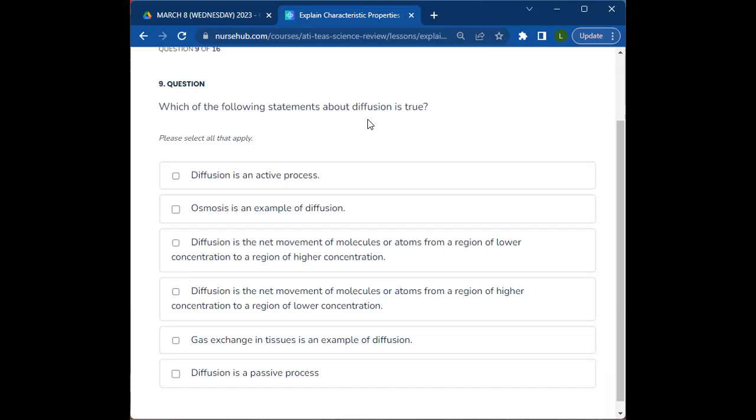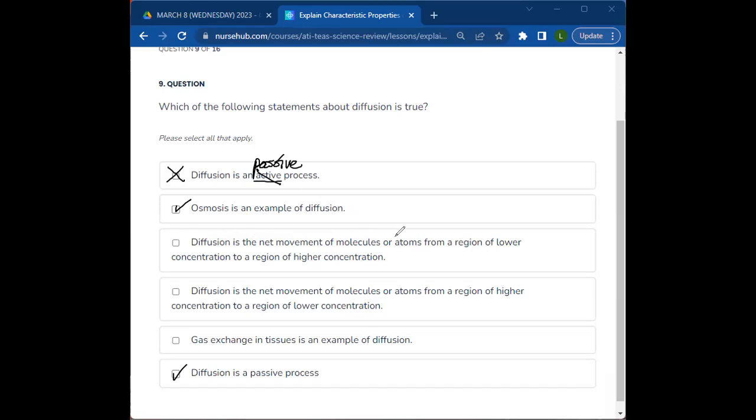Which of the following statements about diffusion is true? Select all that apply. This is more important for the TEAS. The TEAS will have questions that are select all that apply. So HESI students, don't worry about this, but it's just good practice anyway. A is not correct. Diffusion is not active. It is passive, which means that the last answer choice is correct. B, osmosis is an example of diffusion? Yes. Remember, the definition of osmosis includes the word diffusion in it. That is the diffusion of water. So yes, it's an example of diffusion.